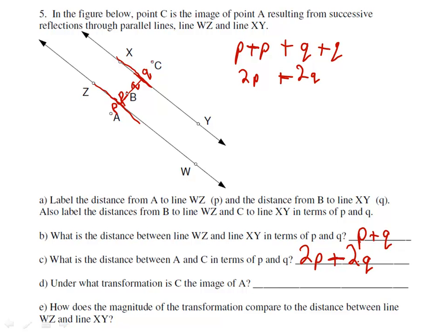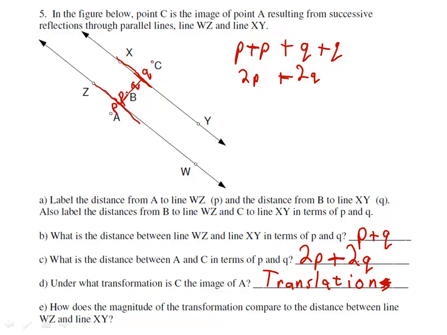Under what transformation is C the image of A? If you have taken the time to become familiar with all your transformations, you knew before you even started answering these questions that this was a translation, because you knew from this description up here that it was successive reflections through parallel lines. Well, that's exactly what a translation is. Two reflections through parallel lines. Translation.